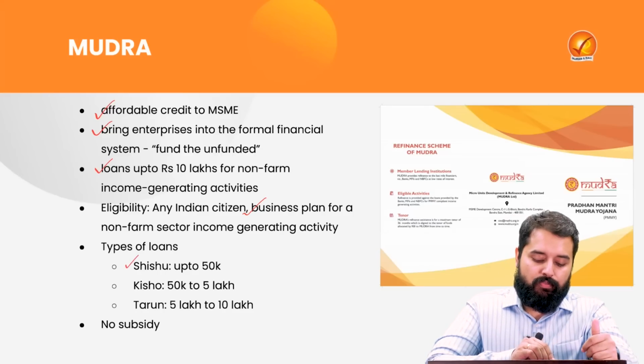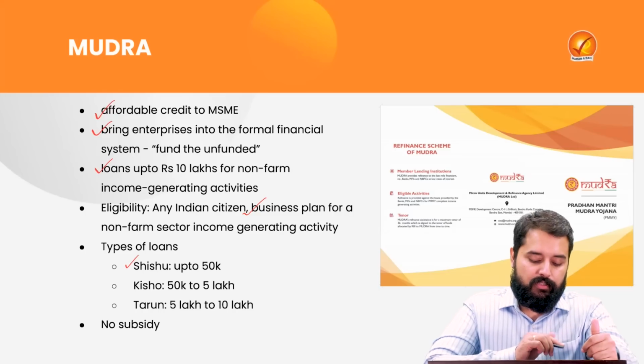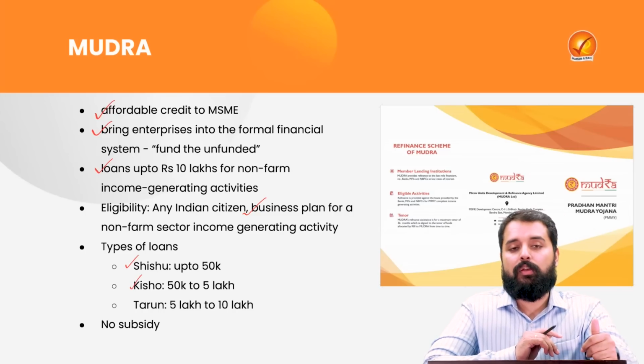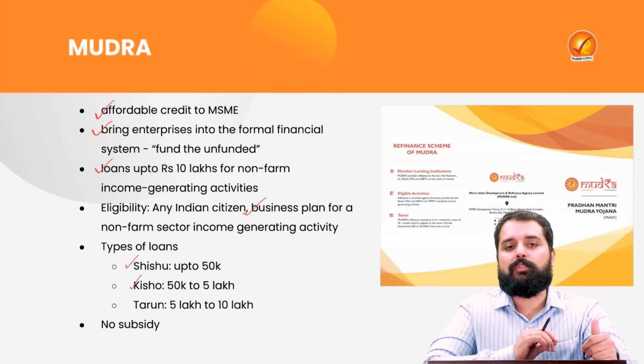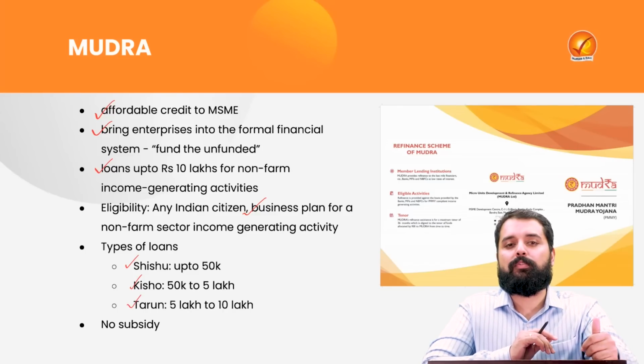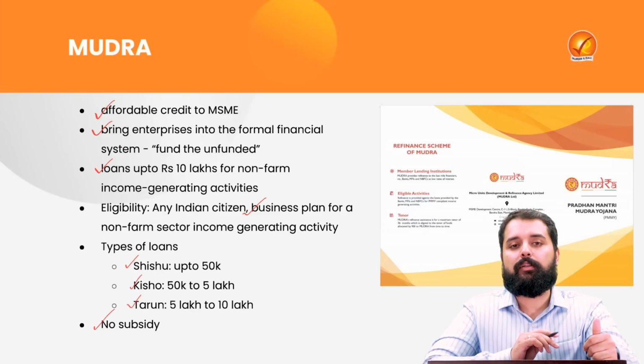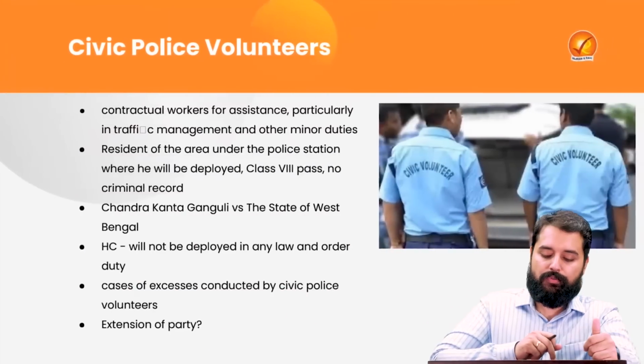There are 3 types of loans which are provided under the Mudra scheme. One is Shishu loan, which is for amounts up to rupees 50,000. Kishore loans, which is for amounts between 50,000 to 5 lakh rupees. And Tarun loans, which is for amounts between 5 lakh rupees to 10 lakh rupees. And please remember that no subsidy is provided under the Mudra scheme for the loans.